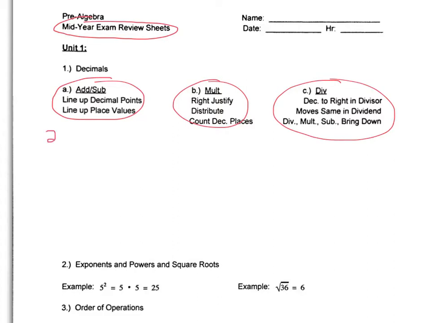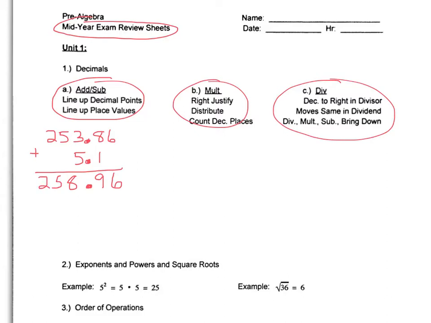So for example, 253.86 added to 5.1. Notice I'm lining up the decimal points and the place values. And then you just add. 6 plus nothing is 6. 8 plus 1 is 9. Bring down the decimal point, keeping everything lined up. 5 plus 3 is 8. Bring down the 5 and the 2.